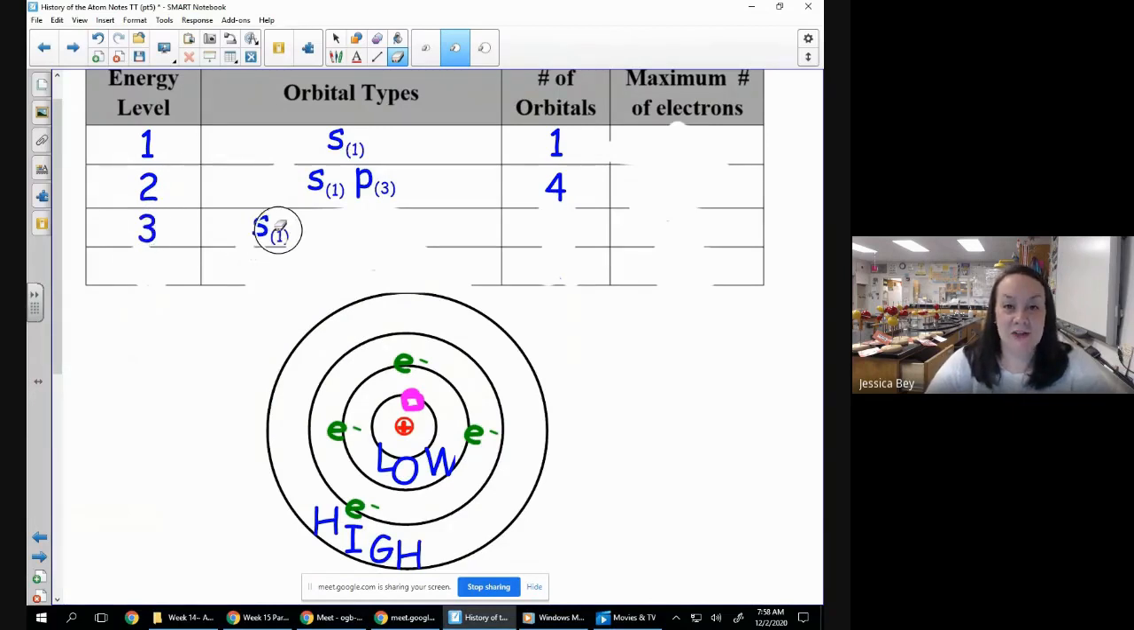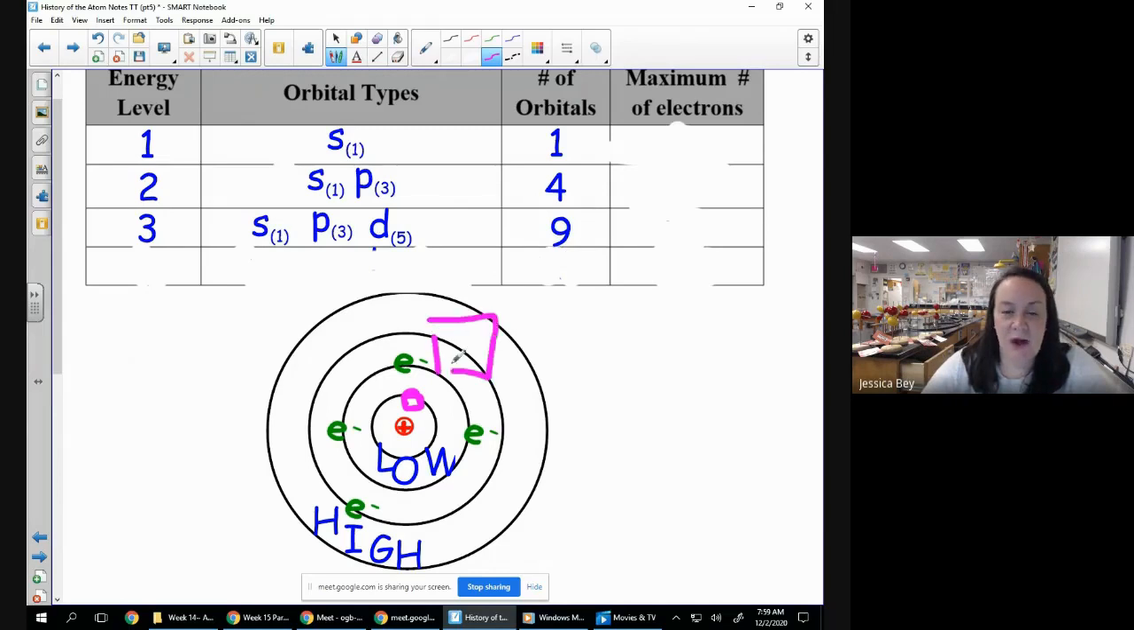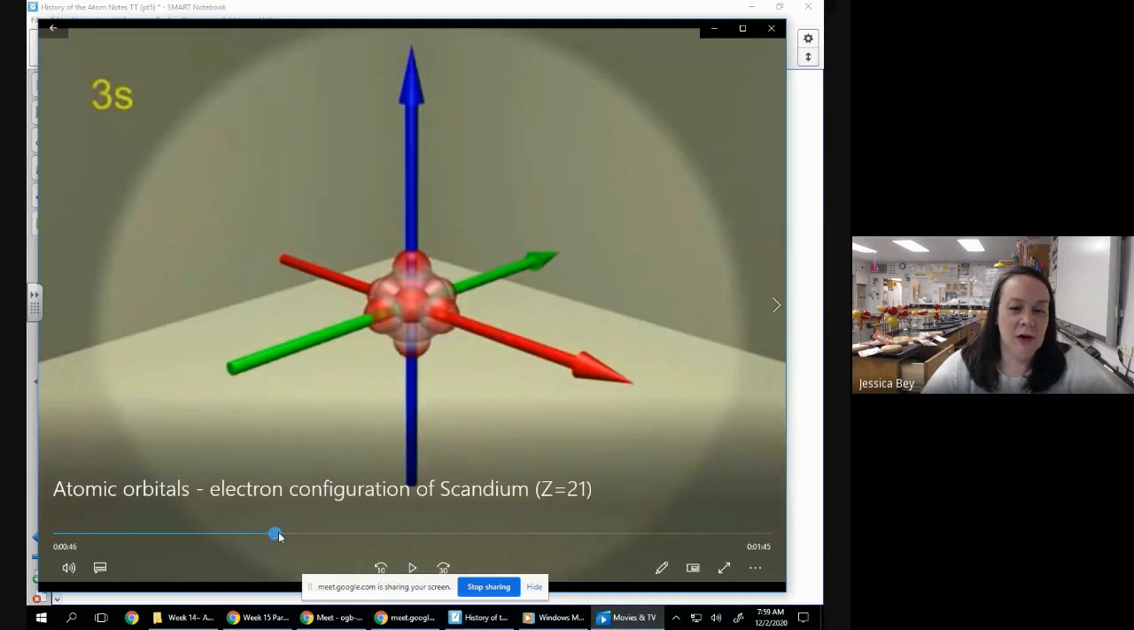There is an S shape, a P shape, and the D shapes. S has 1, P has 3, D has 5. So the total number of orbitals are in energy level 3. So again, we're just saying in the next energy level out, energy level 3 would have all of those. So let's go here. So we have 3 starts with an S.